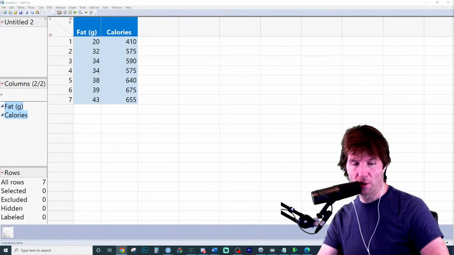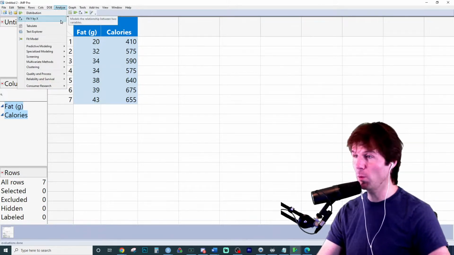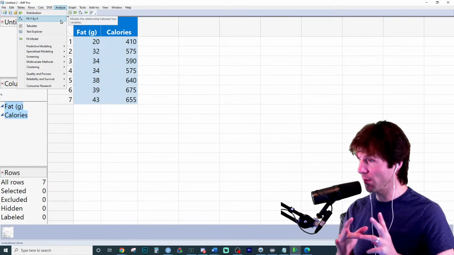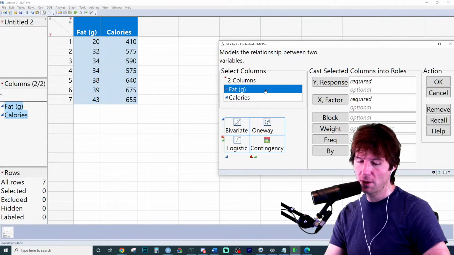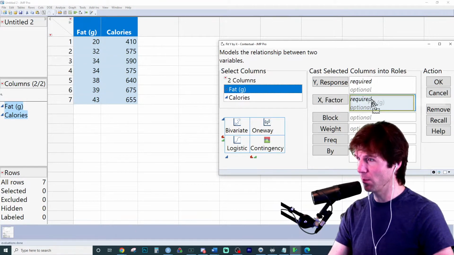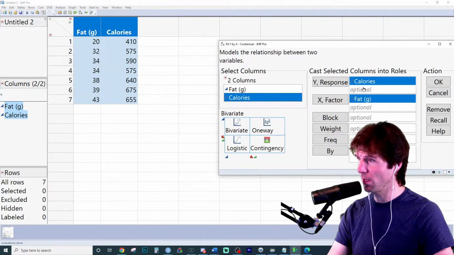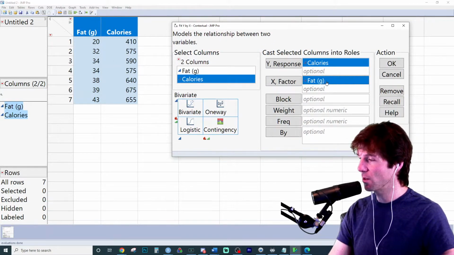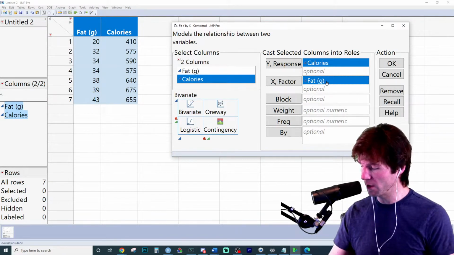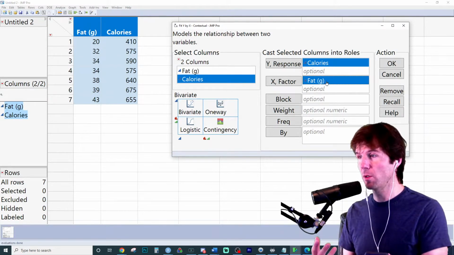So what we do is we go over here to analyze, fit Y by X. This is a bivariate way of looking at things. And we ask, does the fat in the menu explain calories? Because we've gone to a restaurant apparently that only tells us fat. So we open the menu and it only says fat, and we're like, what kind of menu is this? And they're like, oh, we don't report calories.